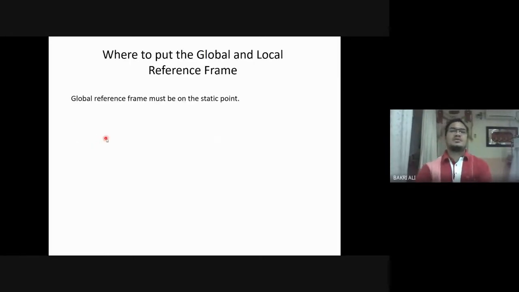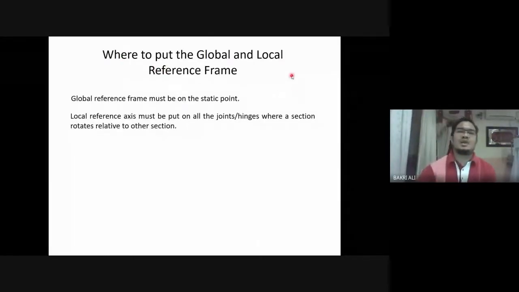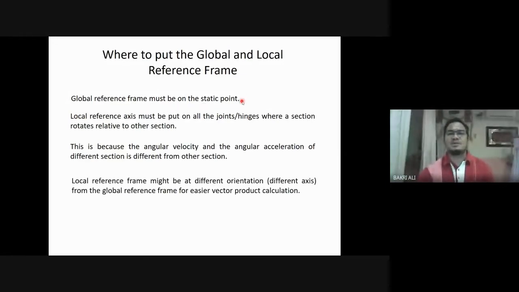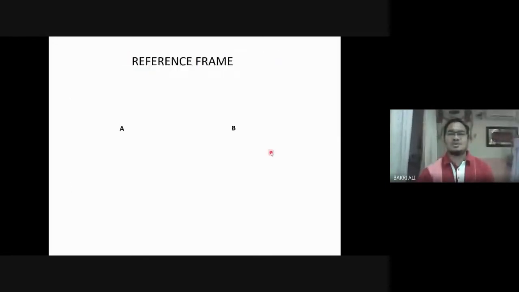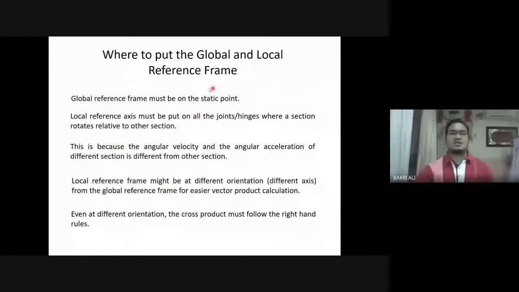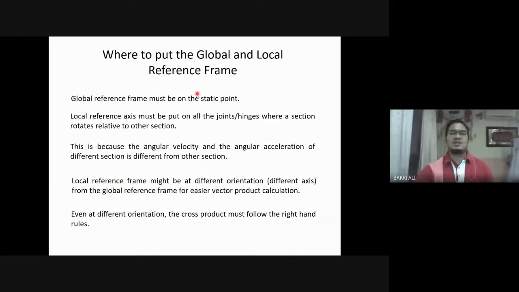So we need to know where to put the global and local reference frames. Of course, the global reference frame must be on a static point, where the velocity is equal to 0. From the problem given, you should point out the static point on which to put the global reference frame. As long as the velocity v equals 0, you can use it as the global reference frame.